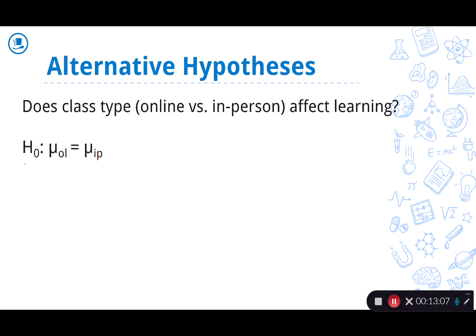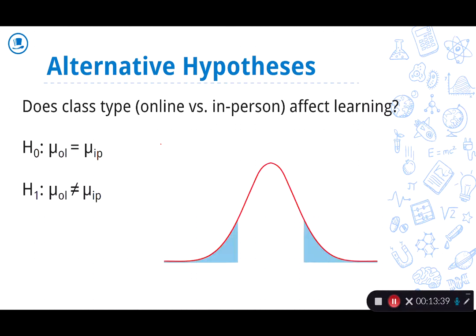So if our null hypothesis is this one, that mu online equals mu in person, the alternative hypothesis would just be the difference. Mu online is different from mu in person. We don't know in this case which condition leads to better learning. We'll be able to tell afterwards if we reject the null hypothesis, but at this point, forming it, this is a two-tailed hypothesis test. We don't know which one. We don't know what exactly to expect.